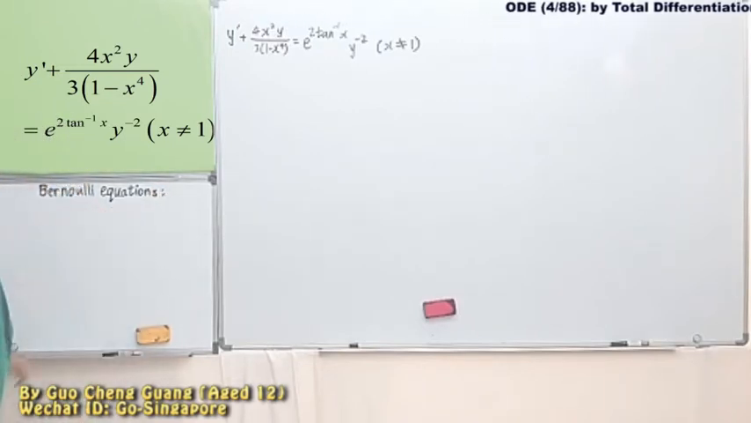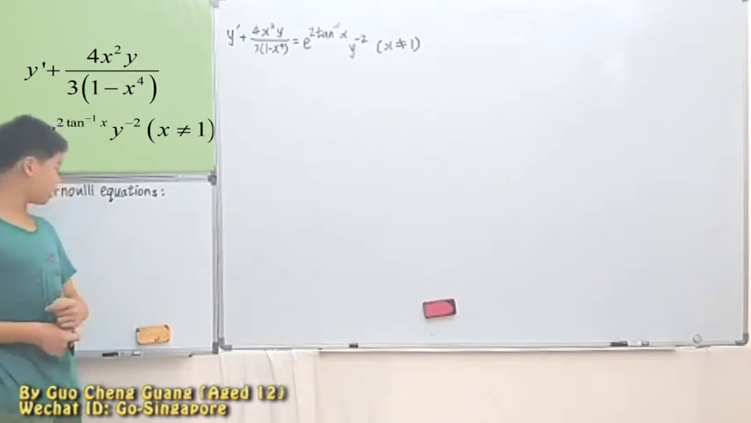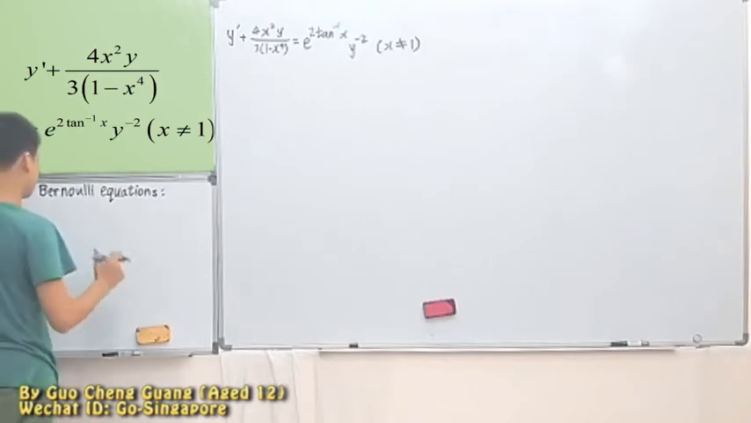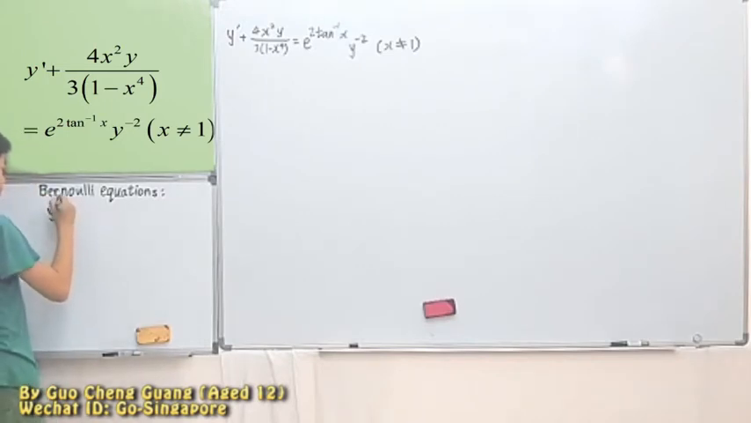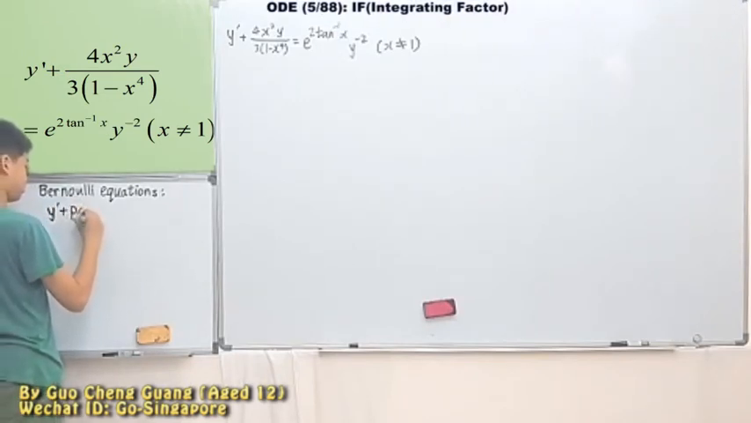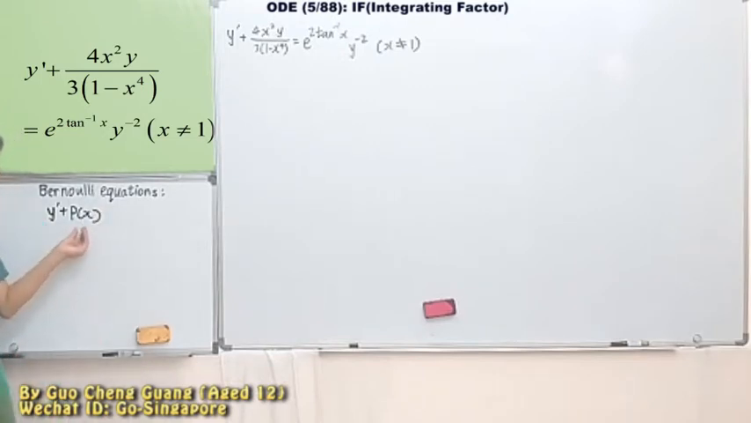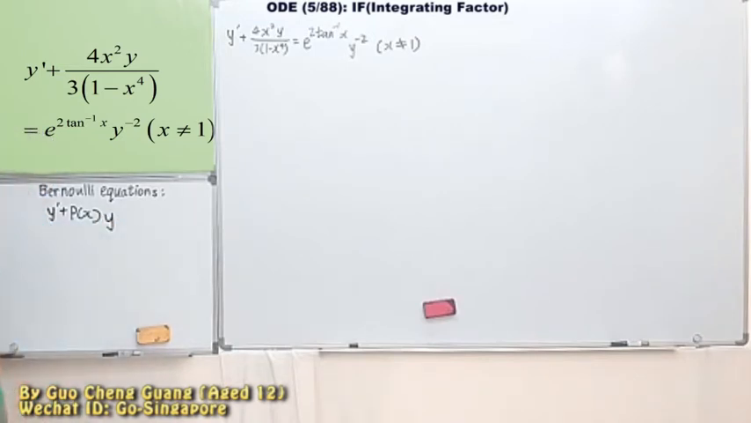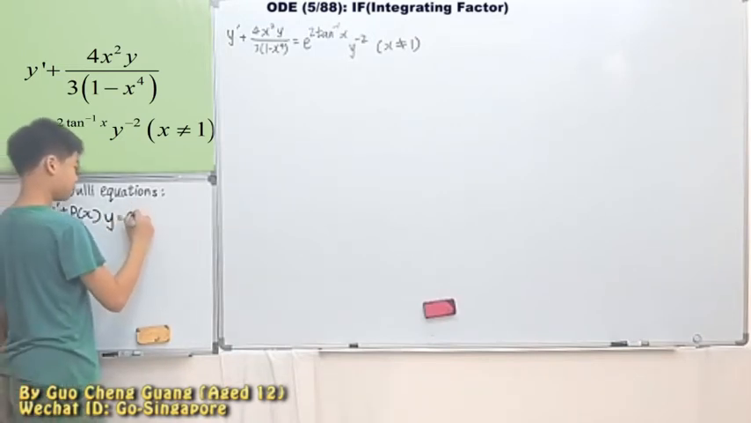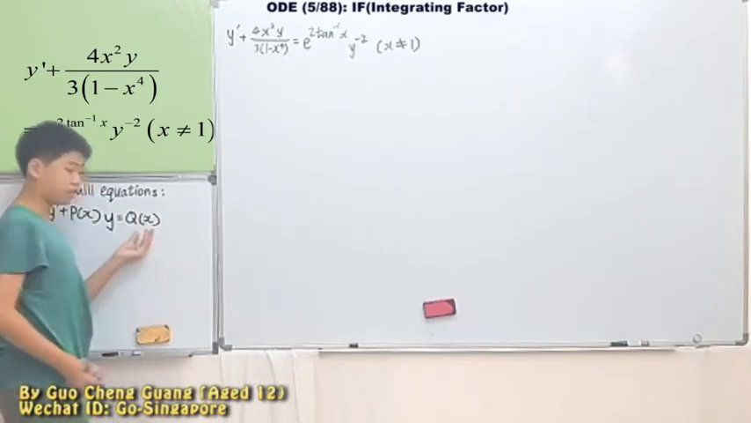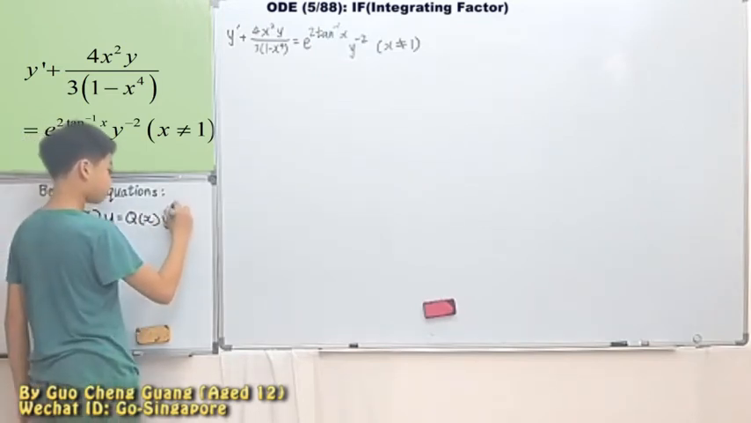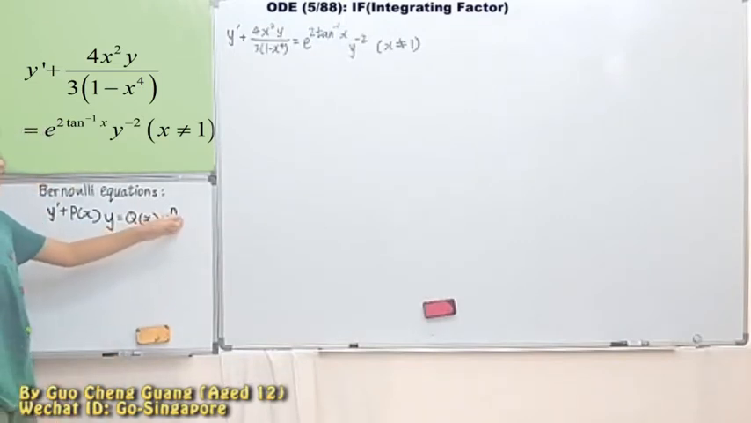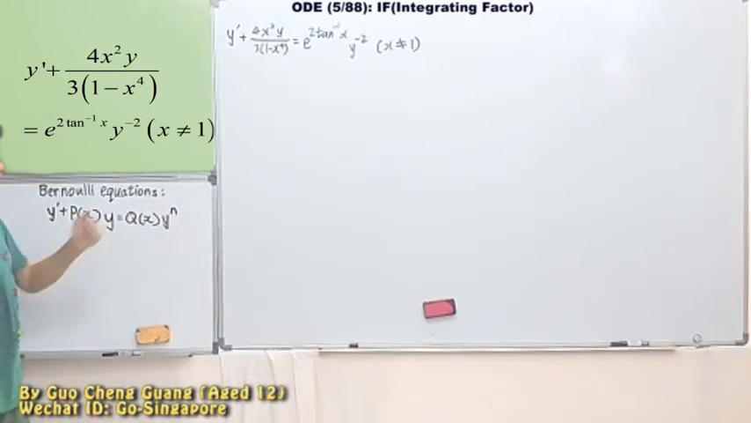Okay, the Bernoulli equations. So what is its general form like? What type of equation can we call the Bernoulli equations? y first derivative plus px, where px is a function of x, times y, equals qx, another function of x, times y to the power of n. And y to the power of n is just y to the power of something.